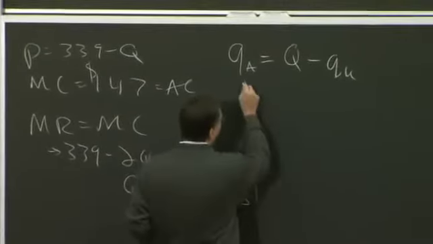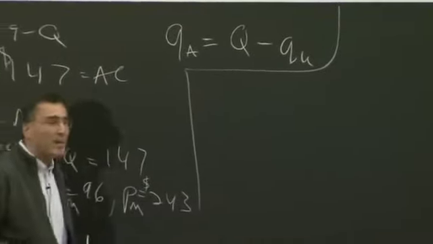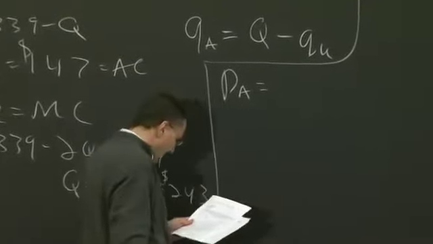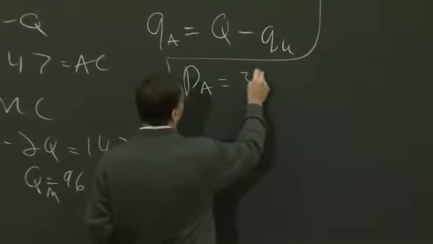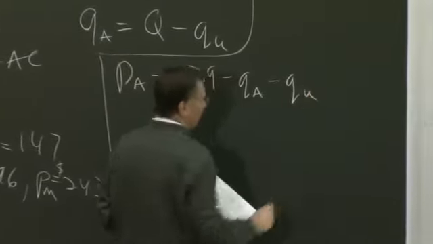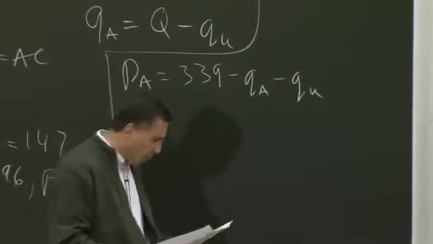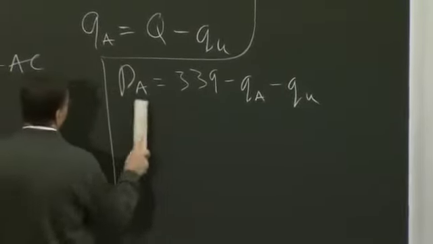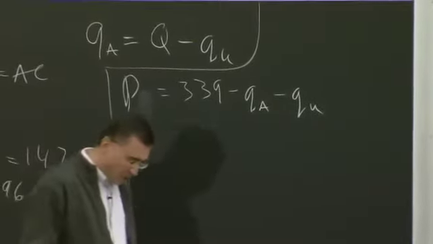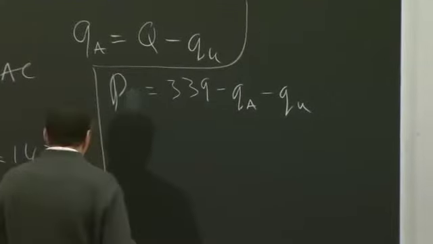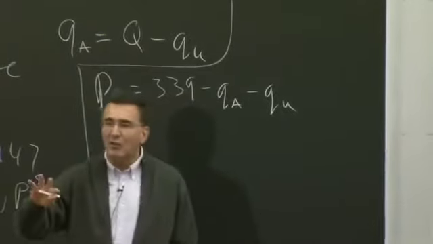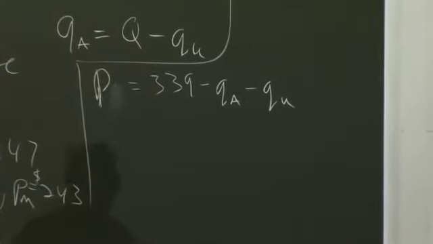So what's American Airlines' residual demand function? Their price, P sub A, is equal to the total demand, 339, minus what they supply, minus what United supplies. They don't have separate prices; it's the price in the market. The price in the market is going to be 339 minus what each of them supplies. Now American can't control Q sub U. American has to take that as an outside given factor. That's what they're responding to.